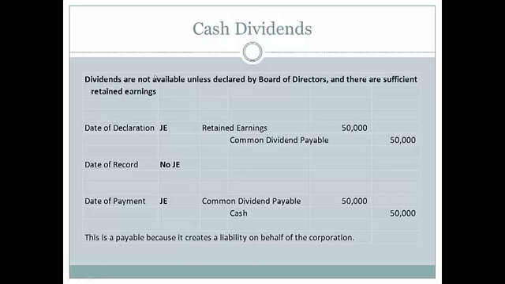Next, let's look at cash dividends. Dividends are not available unless declared by the board of directors and there are sufficient retained earnings. So just because your company would pay dividends, it is not automatic until it's declared by the board of directors. Now, there are 3 dates that are of importance when you talk about cash dividends. The date of the declaration.